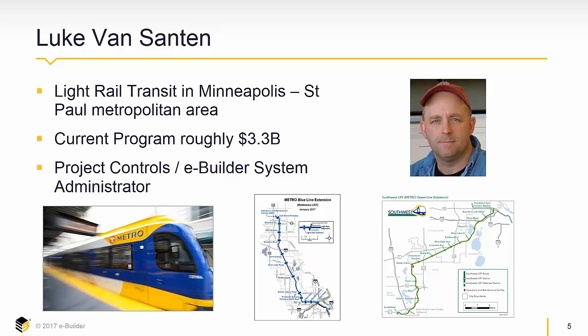We're now currently in the late design phases of two additional light rail transit projects named the Bottineau LRT or Blue Line extension and the Southwest LRT or Green Line extension. Completion of these two projects would bring the overall LRT branch count in the metropolitan area here to 4, even though the two recent ones are considered to be extensions of the two existing ones. The two projects currently underway have a total program worth roughly $3.3 billion, and we are working amazingly hard to make sure that that number doesn't change.